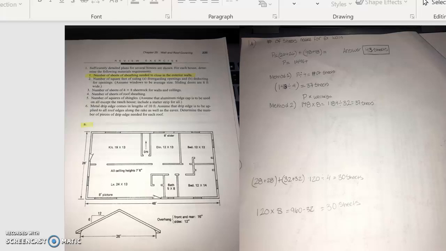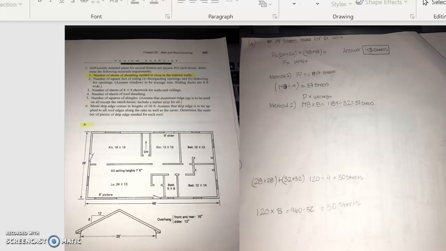So we have the perimeter of A is 144 feet, and we divide that by 4, which gives us 37 sheets. Method 2: 148 times the wall height of 8, divided by 32, we get 37 sheets. The answer in the book is 43, so it's not far off from what the rounding could be.